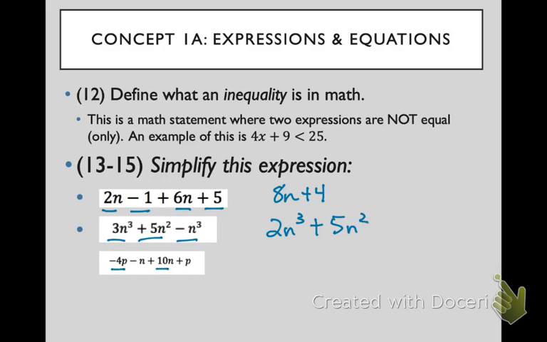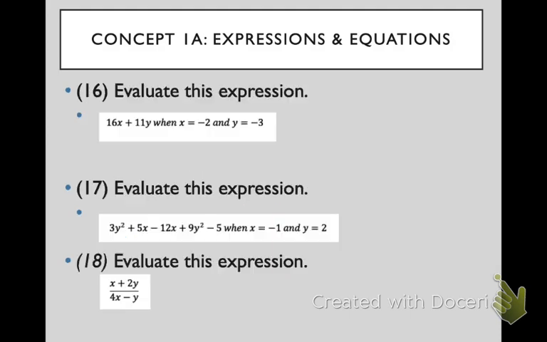Finally, if we look at this expression, -4p minus n plus 10n plus p, you're going to combine the like terms. So your terms with p's, -4 plus 1, which gives you -3p, and then your terms with n's. And we are simply simplifying these. There's nothing to solve because notice these are all three expressions, not equations. Let's do a few more, but now we're evaluating.